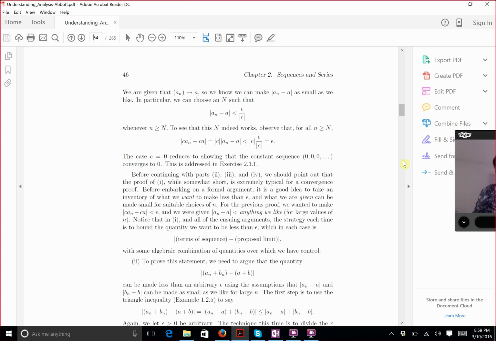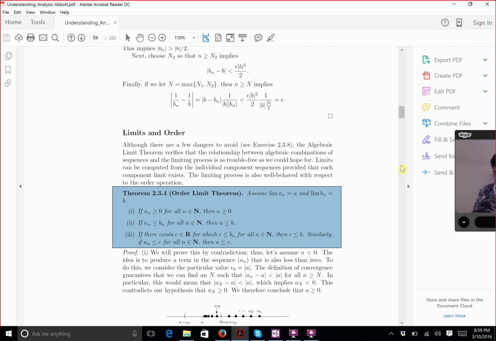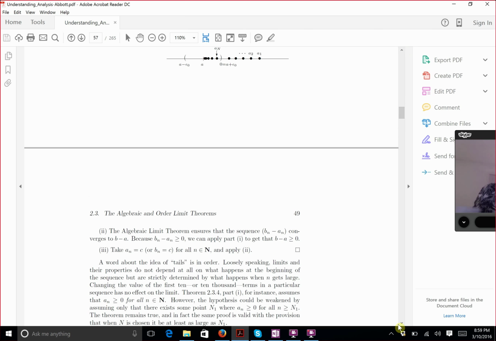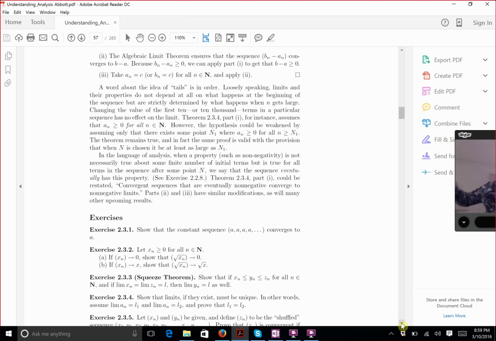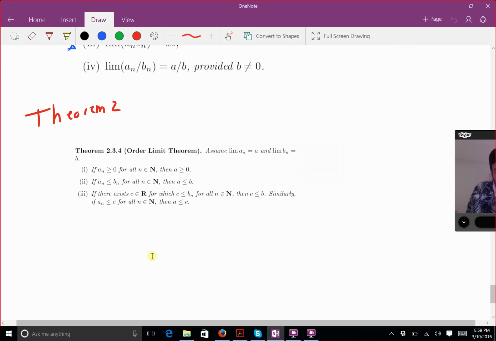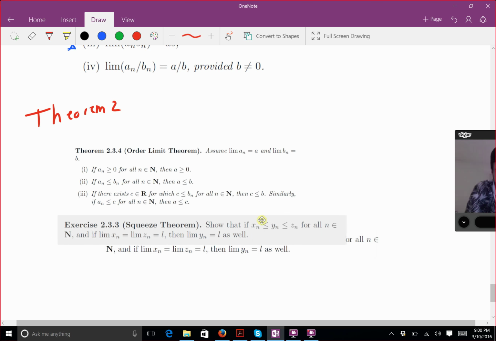Here we go. Oh, they put it as an exercise. Interesting. This is the main theorem that we want. And since it's an exercise, we could actually prove it if you want. This is an important theorem, so let's go ahead and prove this.